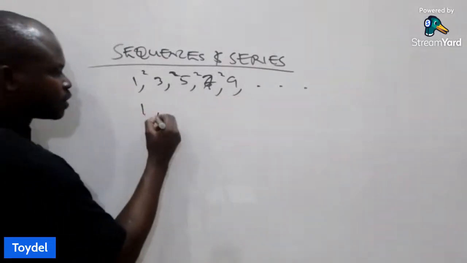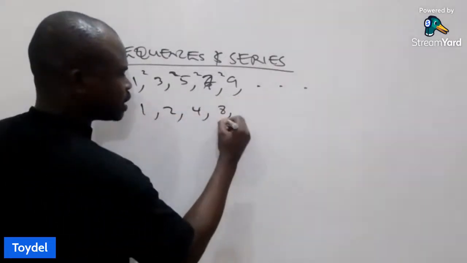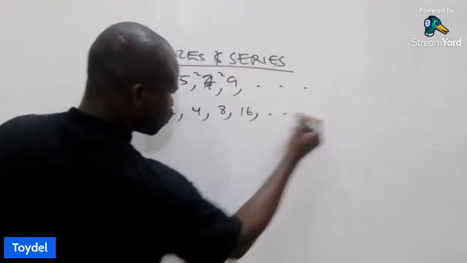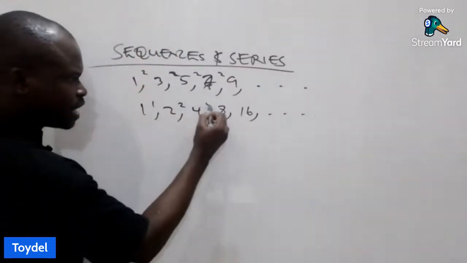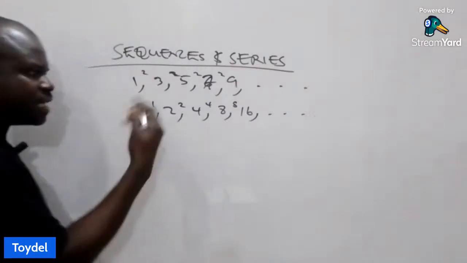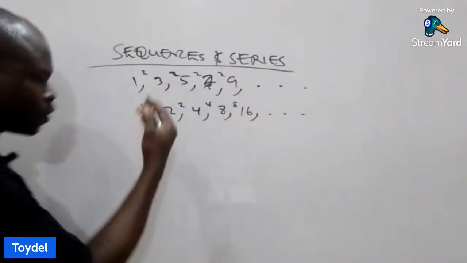We can have something like 1, 2, 4, 8, 16. Look at this also. It's in a particular pattern. The difference here is 1, 2. Here is 4. Here is 8. There's progression, so it's a sequence.